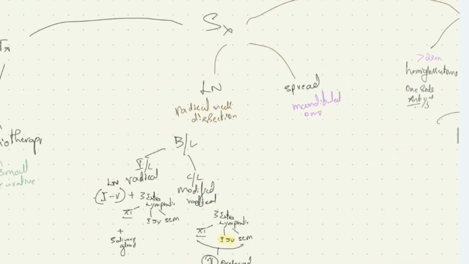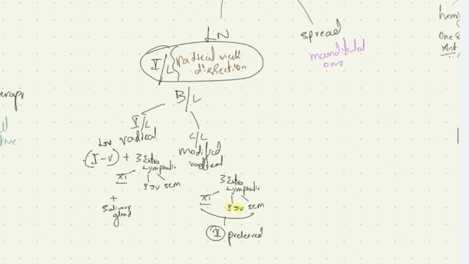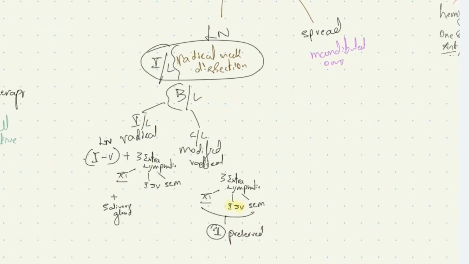Now, if we have lymph node spread, we perform radical neck dissection. If it is unilateral spread, that is involving ipsilateral lymph nodes, we perform radical neck dissection, the components of which we saw when we discussed carcinoma of buccal mucosa. If we have bilateral lymph node positivity, for ipsilateral lymph nodes we will perform radical lymph node dissection, and for contralateral lymph nodes, we will perform modified radical lymph node dissection.